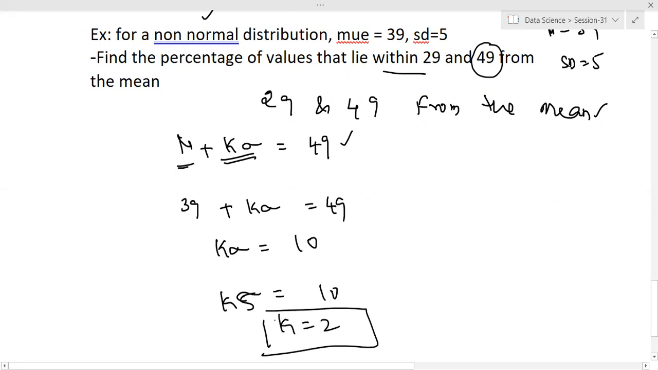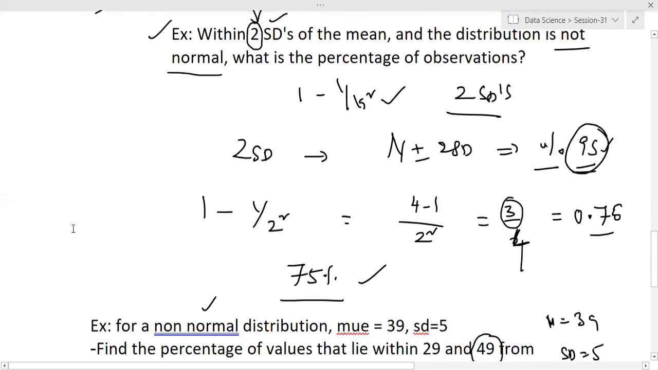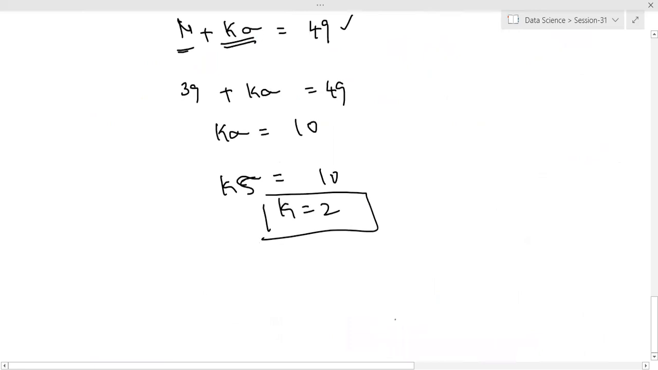Yes. Now, this k value we have seen somewhere, just to observe: 75%. Okay, that's all. Don't get confused, friends, because stats and probability are not that difficult.